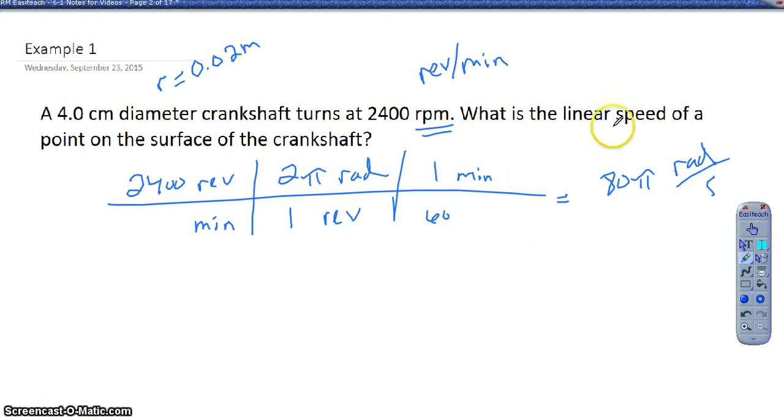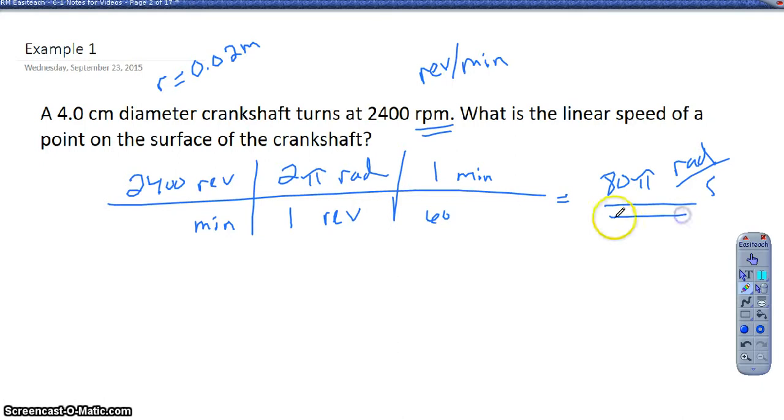So then we just have to find out what is the linear speed of a point on the surface of that crankshaft. So again, this kind of ties in with the main theme of this first section, and that's tying some of our angular measurements, right? I've got my angular velocity here. How do I relate that then to my linear velocity?